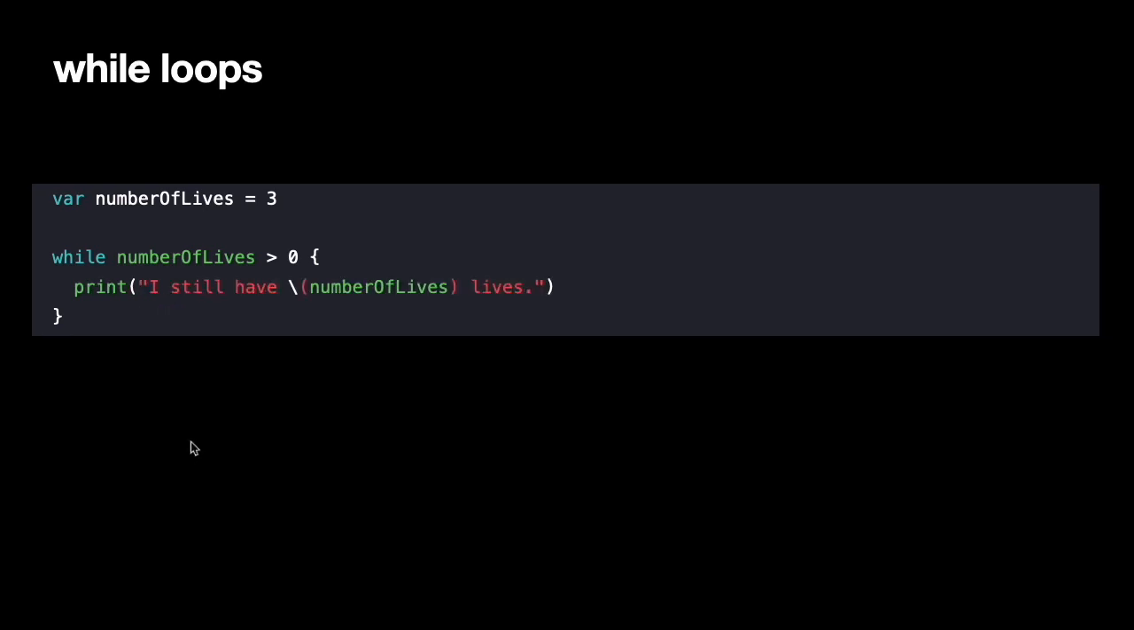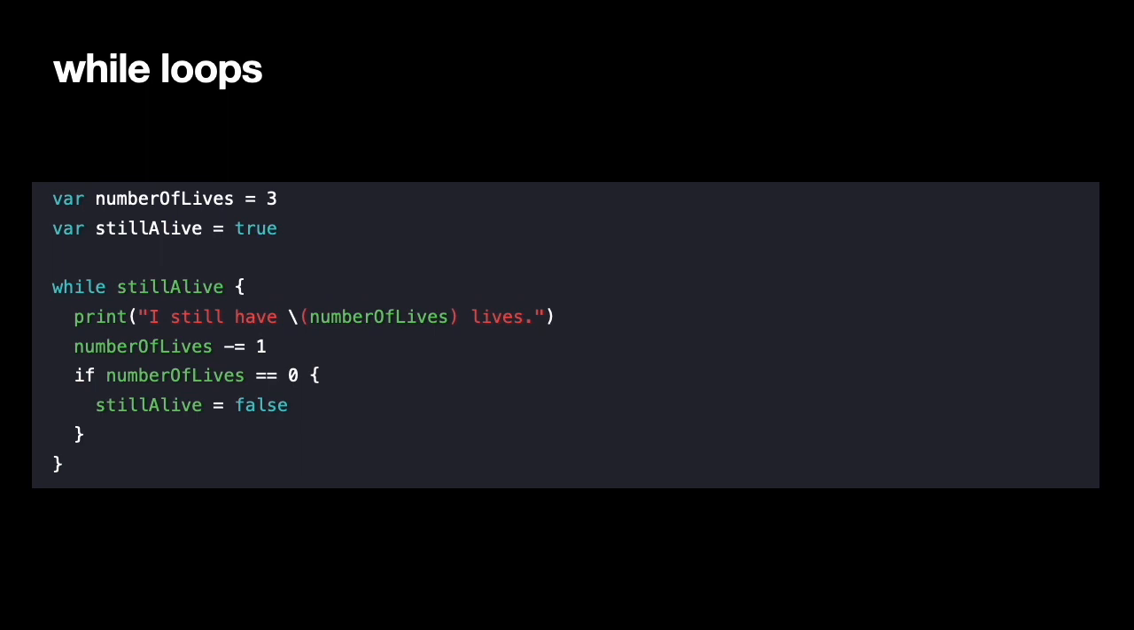When implementing a while loop, it's important to make certain that the condition at some point will become false. In this case, we're printing out how many lives we have, but we never actually change number of lives. As a result, this bit of code will result in an infinite loop and will use up 100% of the CPU on my computer until I terminate the program.